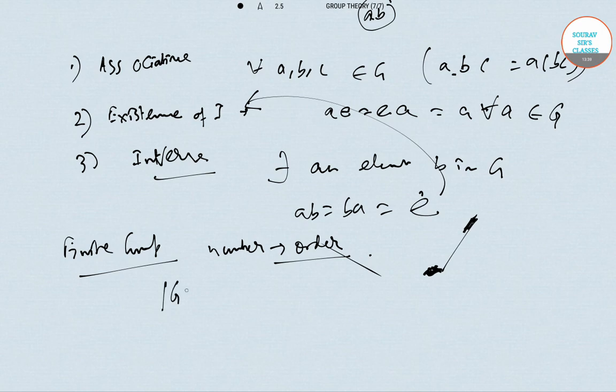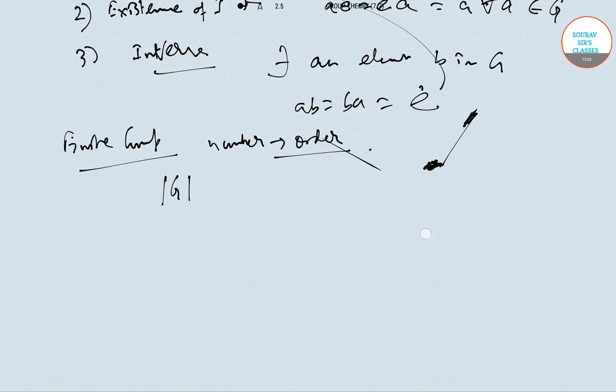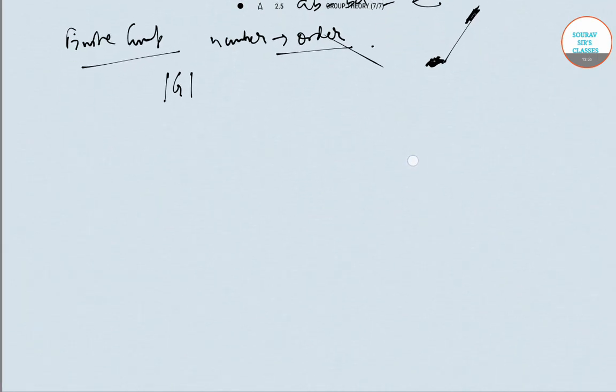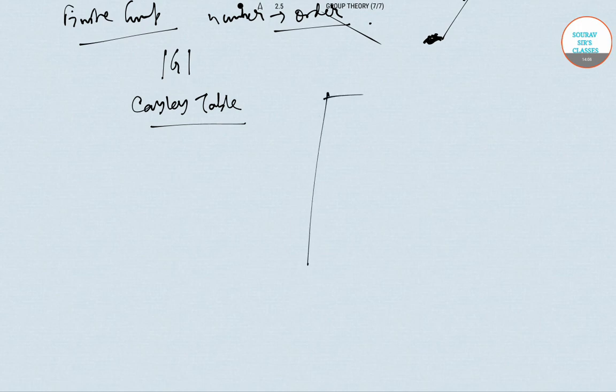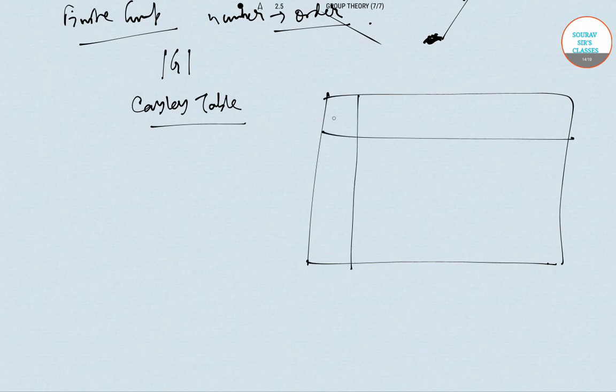And remember that for a finite group, the number of elements, the order, is denoted by modulus G. So if G is an infinite set, then we say that the group is of infinite order. Okay. So if the finite group has a small order, then it is convenient to prove that it is a group using a Cayley table, C-A-Y-L-E-Y. So what is a Cayley table or a multiplication table? So how do we do that? The basics are not discussed properly in the books.